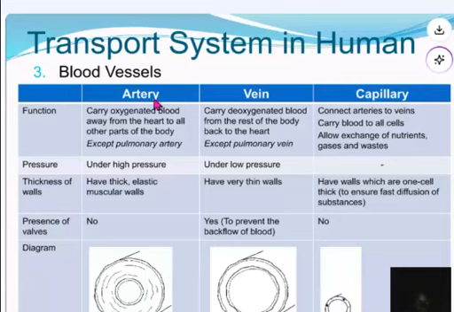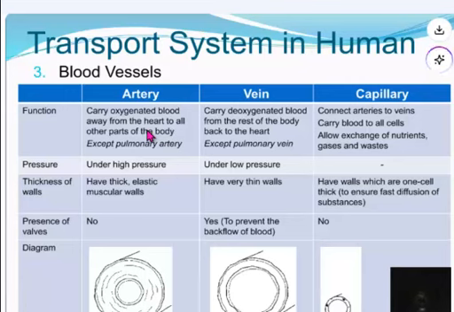Function, artery, vein, and capillary. These are the 3 blood vessels. This is the function, pressure, thickness of wall, presence of valve, and diagram. Artery carry oxygenated blood away from the heart to other parts of the body, except pulmonary artery. Now, when you see the arrow of that artery, it will be pointed away from the heart. Why? Because it's taking it away from the heart.